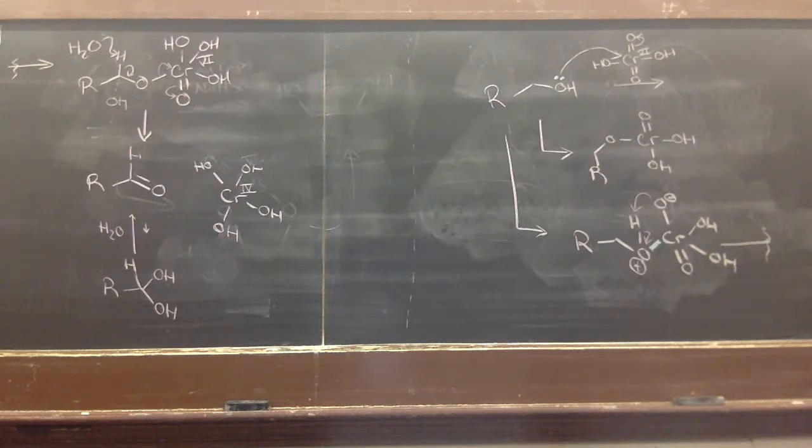Does that make sense? Okay, so again, the difference between PCC at its core is that you can run it without any water around, so you don't generate that at all. Chromic acid is run in water, so it does allow this equilibrium, which does lead to the oxidation.